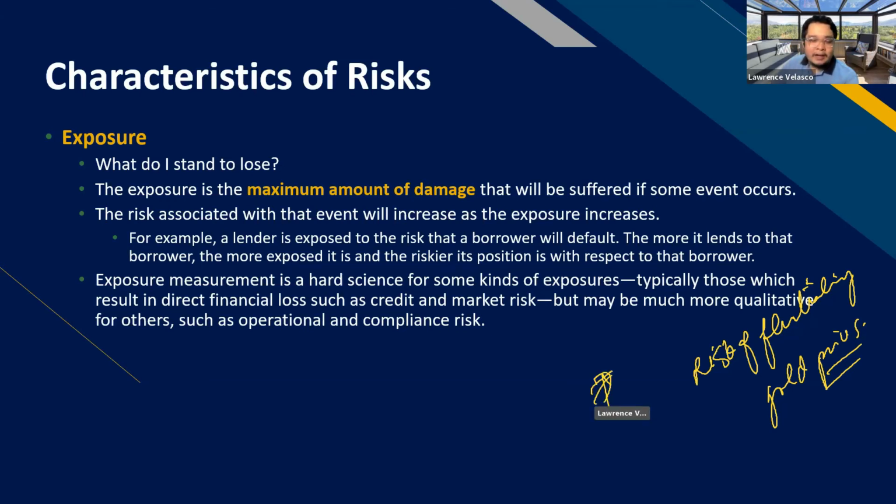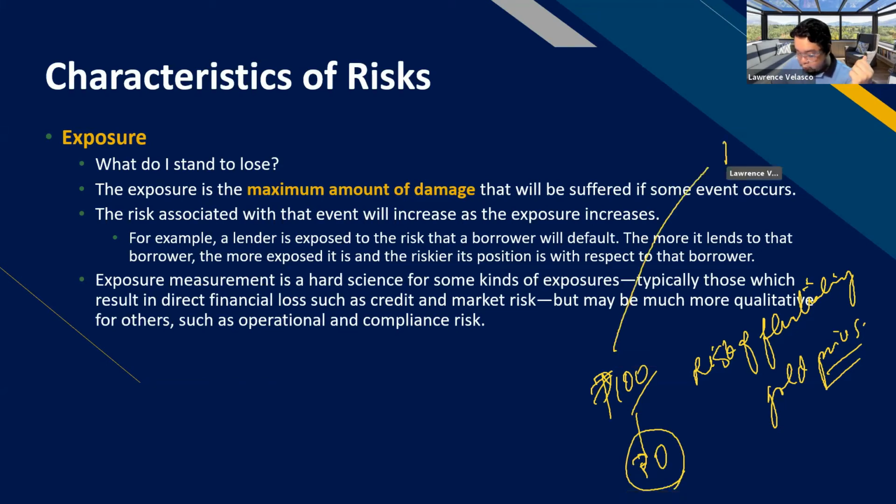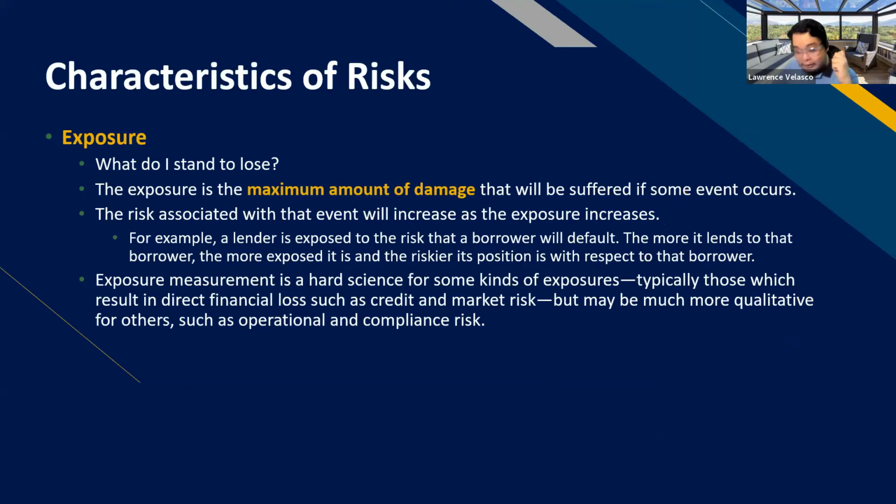Right? I didn't check the price of gold now. So for example, the price of gold is 100 pesos. It could go as low as 0. So it could be as high as what? 2,000? I mean, we don't know that. So the exposures in some risks might be difficult to quantify. However, it might be easier to understand for others.